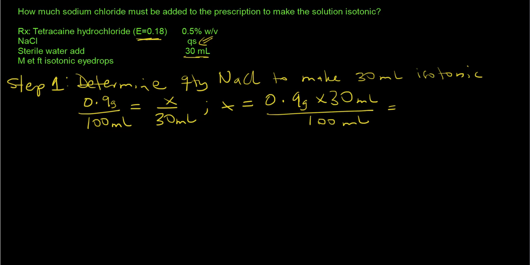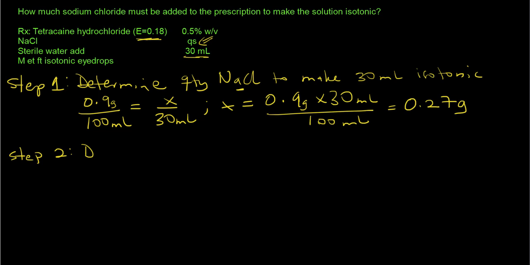and that should give you 0.27 grams. So if we had nothing in there but just the sodium chloride, we would need 0.27 grams to make 30 ml isotonic. However, we do have tetracaine hydrochloride, and that's going to contribute some tonicity because it has some particles in there. So we also need to determine the contribution of the tetracaine hydrochloride.